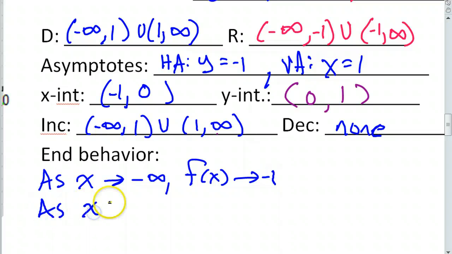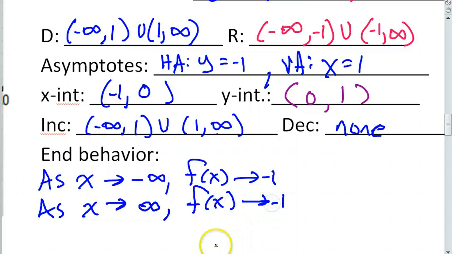So as x approaches positive infinity, f of x also approaches negative 1.